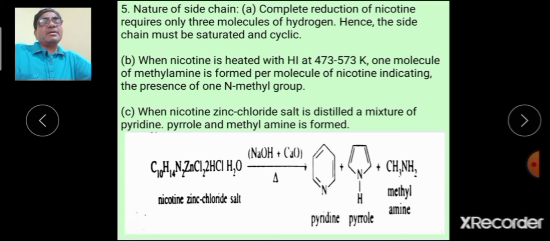When nicotine zinc chloride salt is distilled, a mixture of pyridine, pyrrole and methylamine is formed. Here nicotine with zinc chloride forms nicotine zinc chloride, and this salt when distilled gives pyridine, which is the basic unit we have seen, a pyrrole-like structure, that is a 5-membered nucleus, and methylamine, which is the N-methyl group.